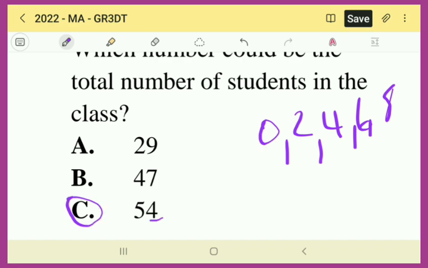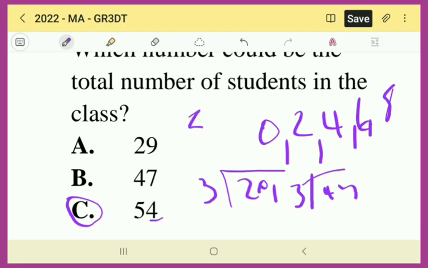You could also drop and do your division. 29 divided by 3, because it's 3 sets. You can do your 47 divided by 3, and you can also do your 54 and divide by 3 to see which one works out evenly.